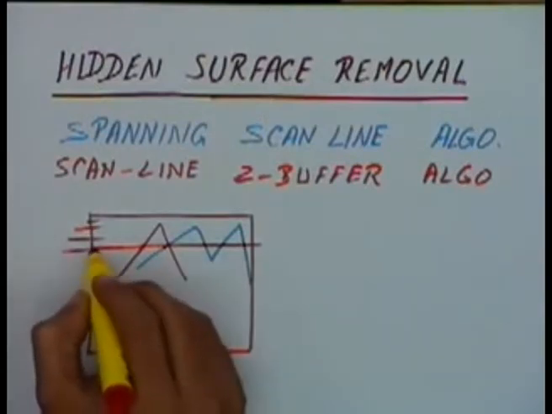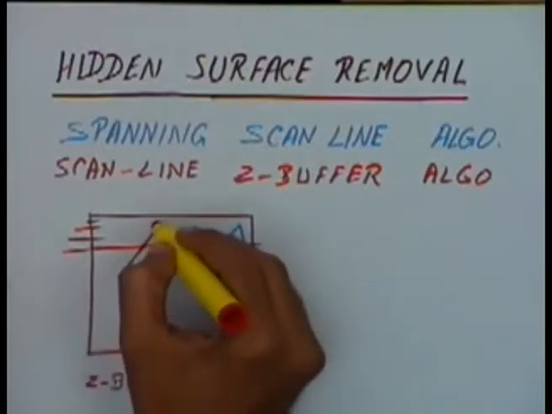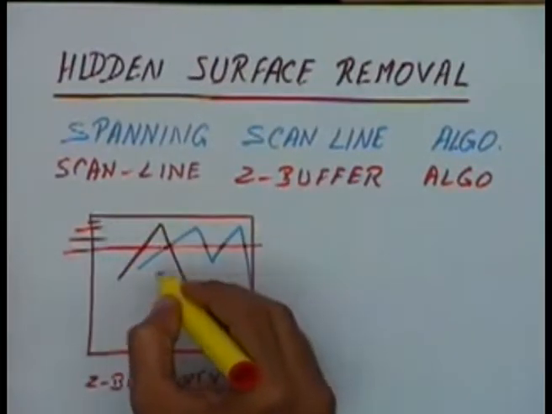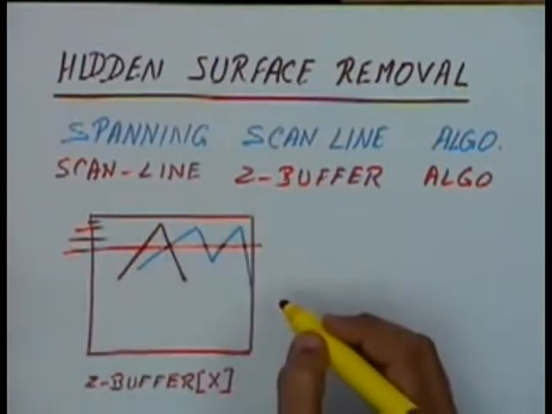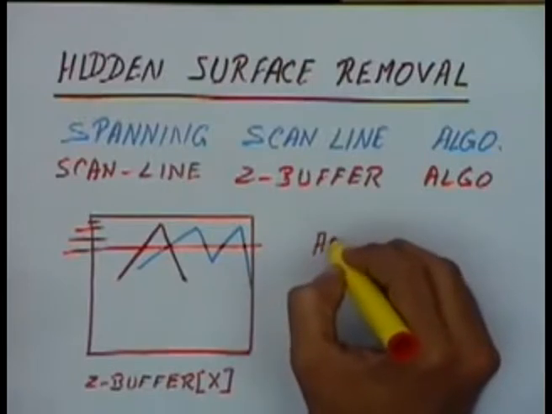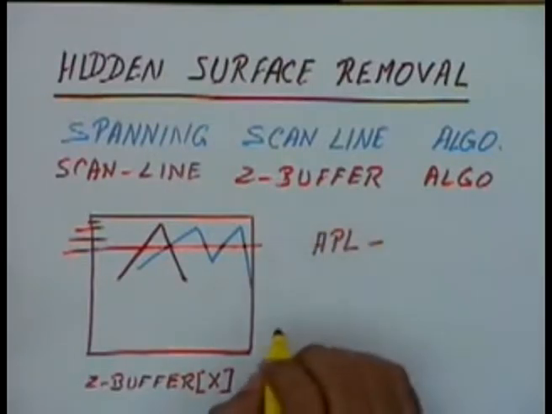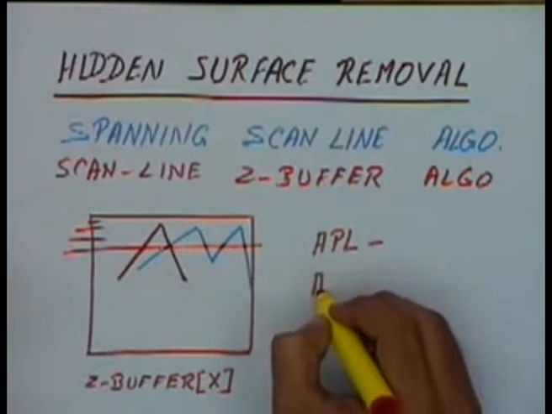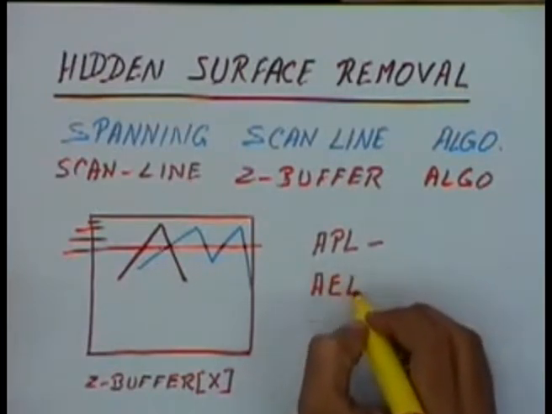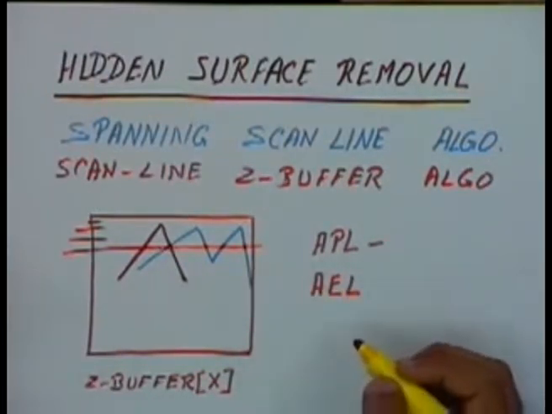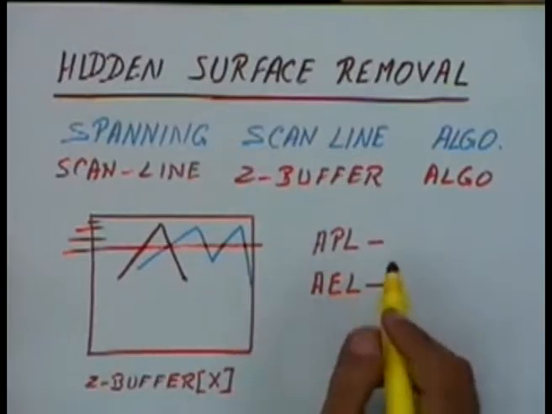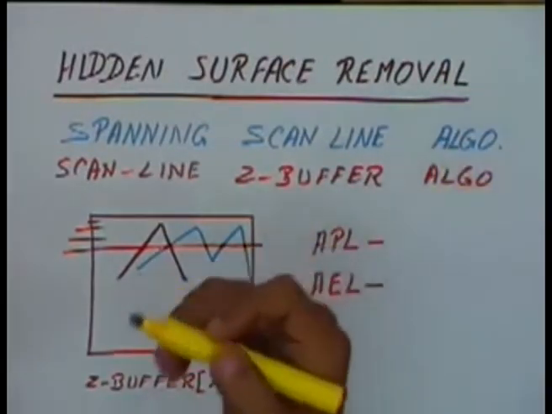So this way we will first scan convert one polygon, then the next polygon, and so on. For this we said we need to maintain an active polygon list, and for each polygon we will be maintaining an active edge list. This active edge list terminology is from the earlier algorithm that we had for polygon filling. That is scan conversion of polygons.